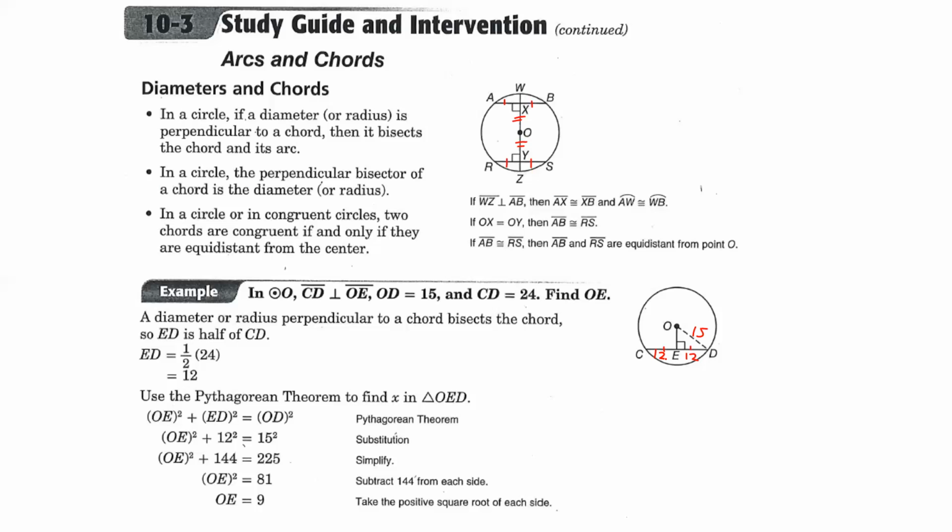This is our 3, 4, 5 times 3. The missing piece there is 9. Now again, if you don't recognize the triple, you just plug it into the Pythagorean theorem. You get the same answer. So it's going to take you a little bit more work.